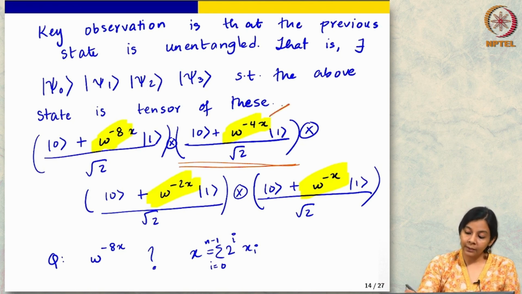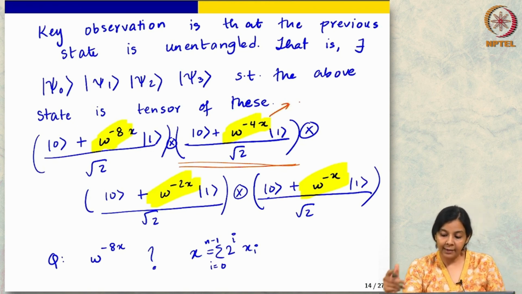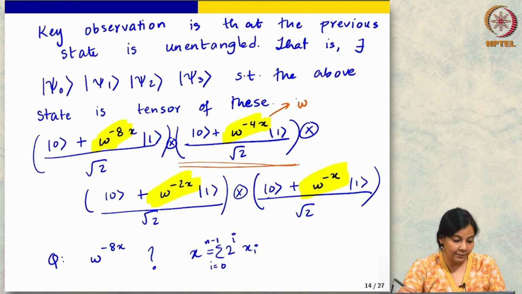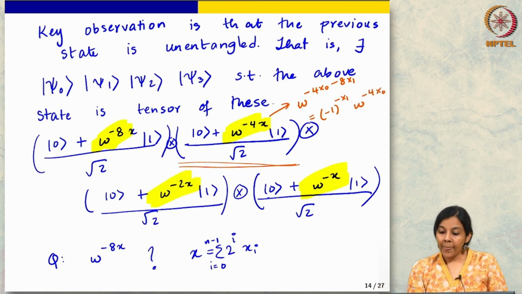Instead of again doing it from scratch, I will just write this down. So it will follow exactly as we have seen before. So this is omega to the minus 4 x0 times it is actually minus 8 x1. You can again just expand out x and you will get this. Now this minus 8 x1 you can simplify. So it becomes minus 1 to the minus x1, and omega to the minus 4 x0.